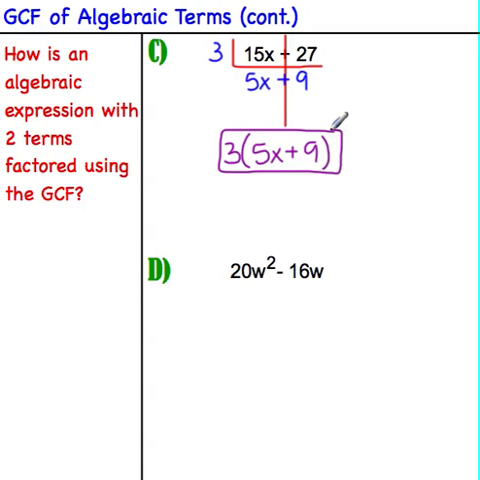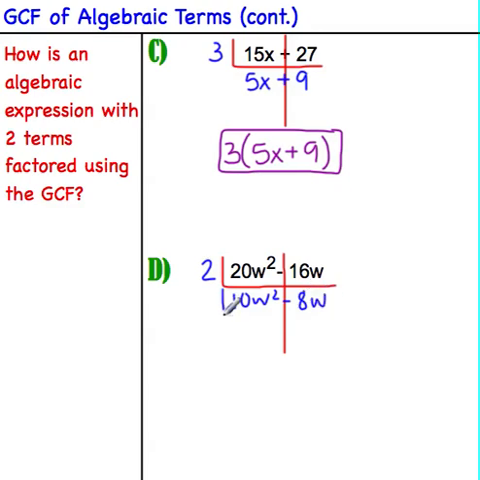So let's try another example. Our next one is 20w squared minus 16w. So we're going to go ahead and create our box method. And I know that these are both divisible by 2. So we'll divide out a 2, leaving me with 10w squared and minus 8w.